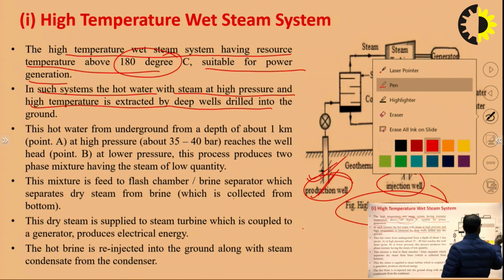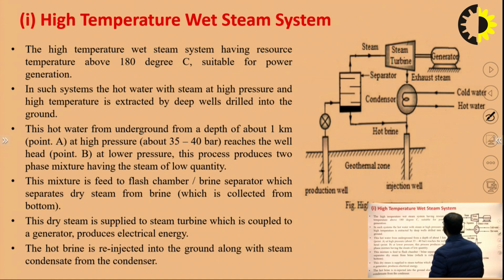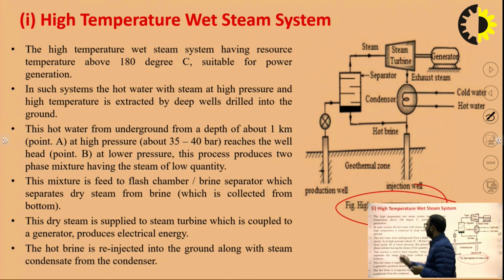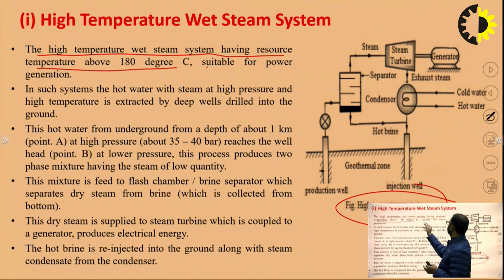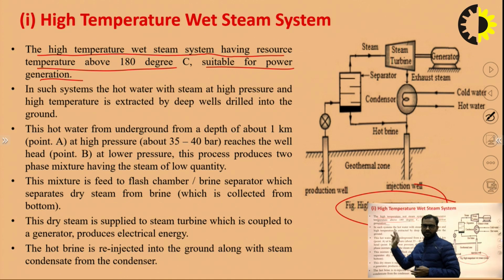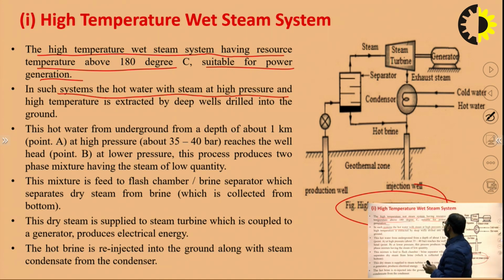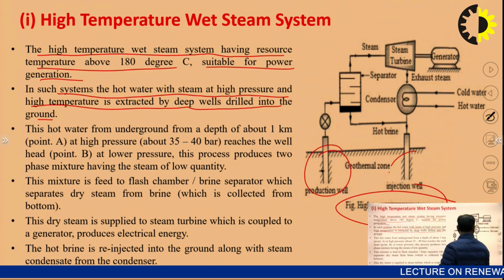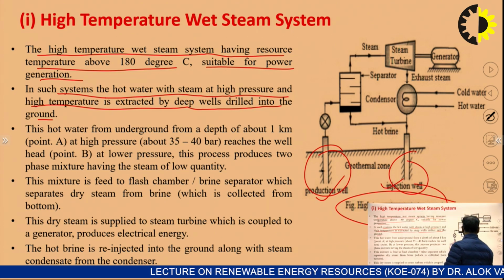Then what is the high temperature wet steam system? This is the high temperature wet steam system. Here, high temperature wet steam systems having resource temperature above 180 degrees Celsius are suitable for power generation. In such a system, the hot water with steam at high pressure and high temperature is extracted by deep wells drilled into the ground. So these two are the deep wells. One is the production well and the other one is the injection well.